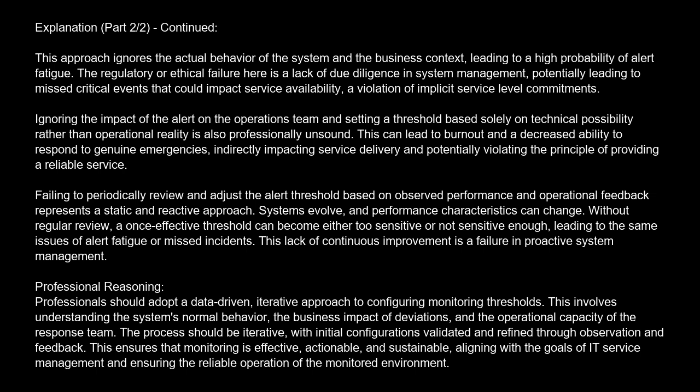Professional reasoning. Professionals should adopt a data-driven, iterative approach to configuring monitoring thresholds. This involves understanding the system's normal behavior, the business impact of deviations, and the operational capacity of the response team. The process should be iterative, with initial configurations validated and refined through observation and feedback. This ensures that monitoring is effective, actionable, and sustainable, aligning with the goals of IT service management and ensuring the reliable operation of the monitored environment.